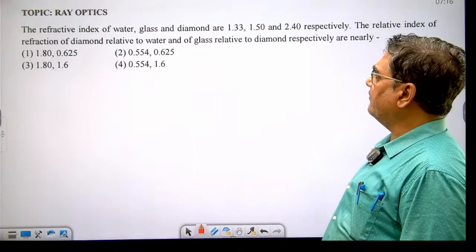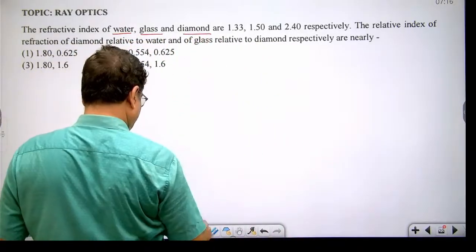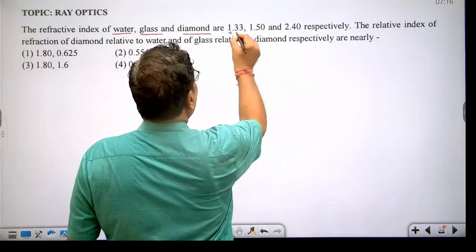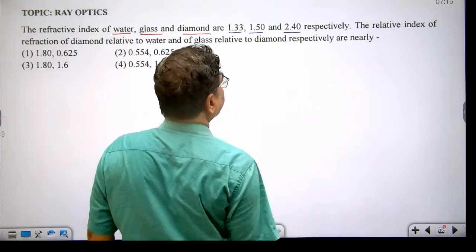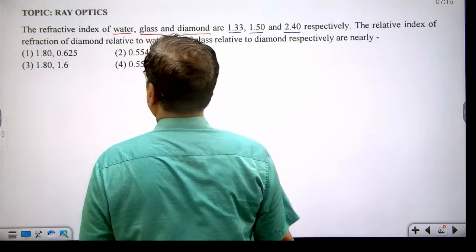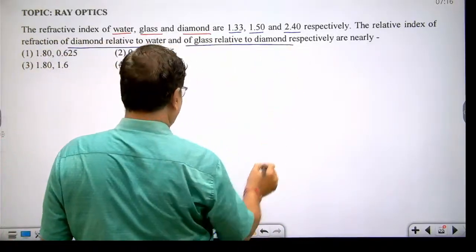The refractive index of water, glass and diamond are 1.33, 1.55, 1.5 and 2.4 respectively. The relative index of refraction of diamond relative to water and glass relative to diamond, respectively.